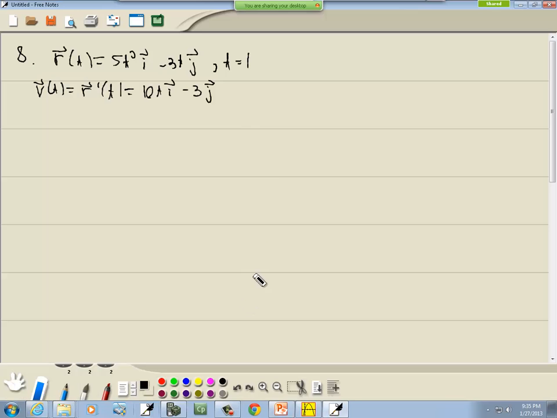By the vector. Okay, so then our velocity at 1 is going to equal 10 times 1i minus 3j. So that's going to equal 10i minus 3j. That's our velocity vector at t equals 1.